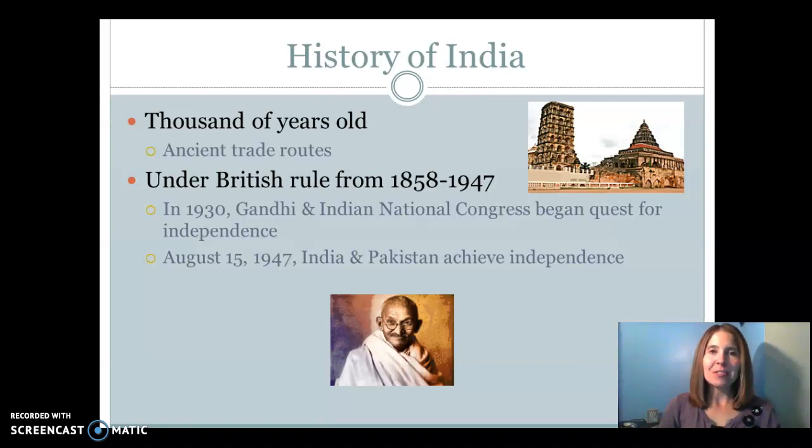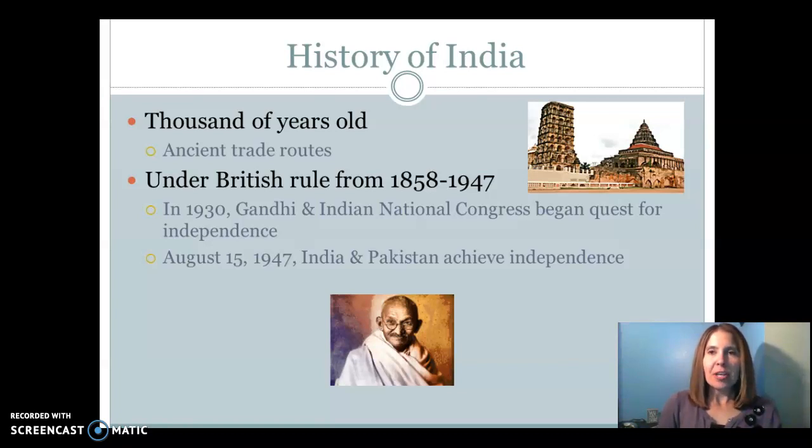India is thousands of years old. It was on many ancient trade routes. In more recent history, India was under British rule by a viceroy beginning in 1858.